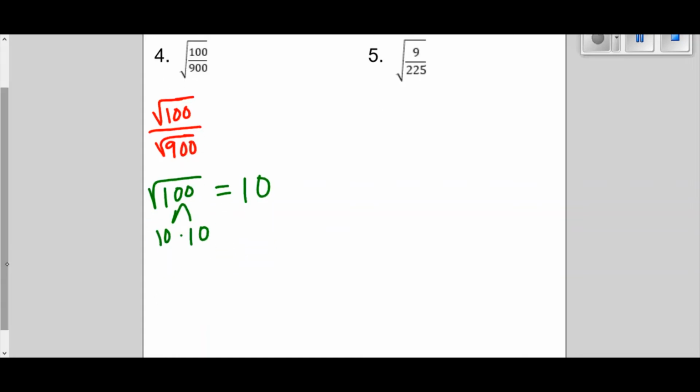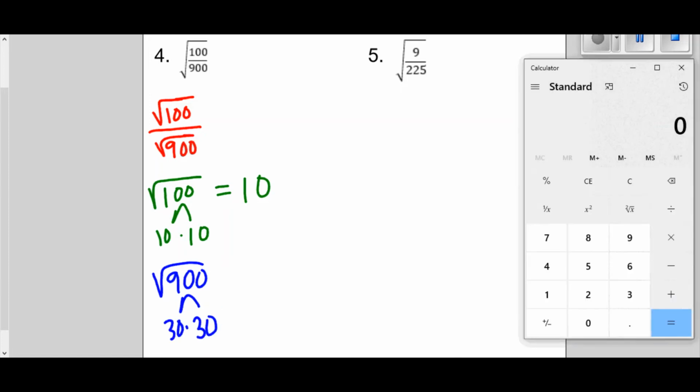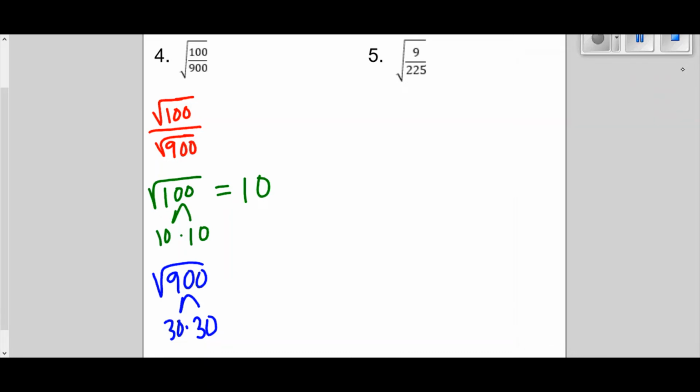Then for the square root of 900, the square root of 900 is 30 times 30. And remember, if you're not sure, open your calculator in MathXL. You'll type 900 and then hit the square root key, and it can do 30. This means if I multiply 30 by itself, I get 900. So this will get me 30.